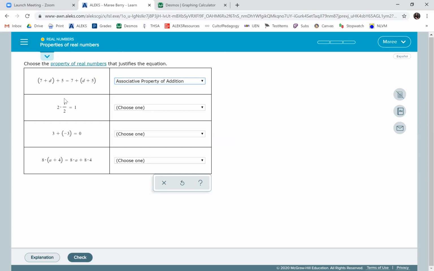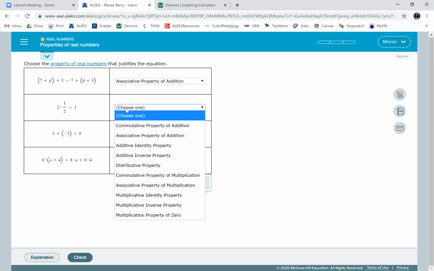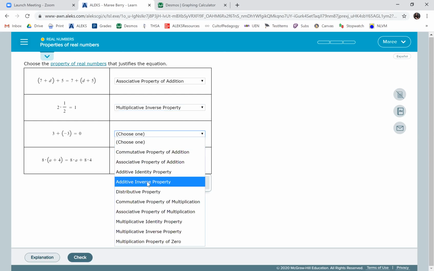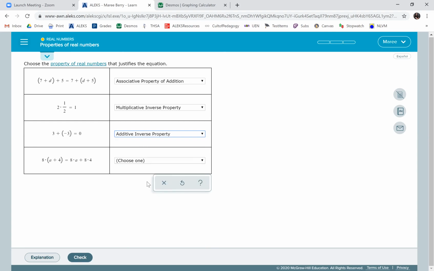Here we're multiplying reciprocals and getting 1. That's called the inverse property. So when we multiply reciprocals, we want the multiplicative inverse because we're multiplying. This is the inverse for addition. So when you add opposites, you get 0.